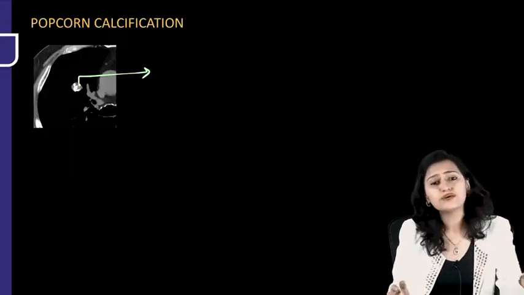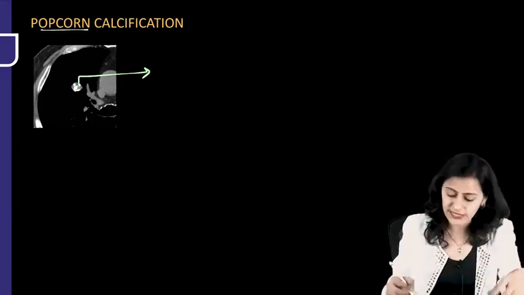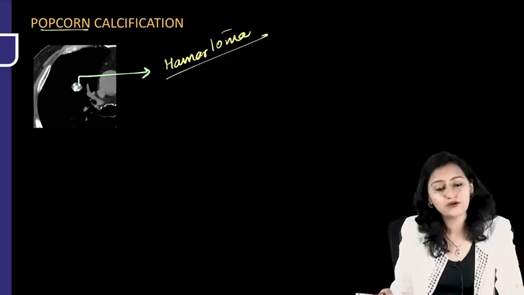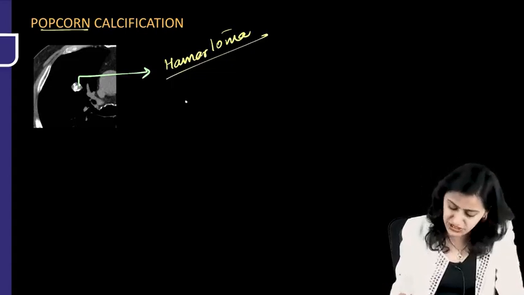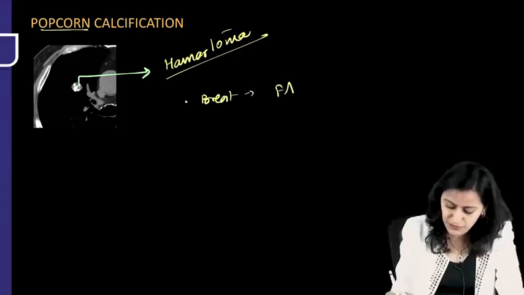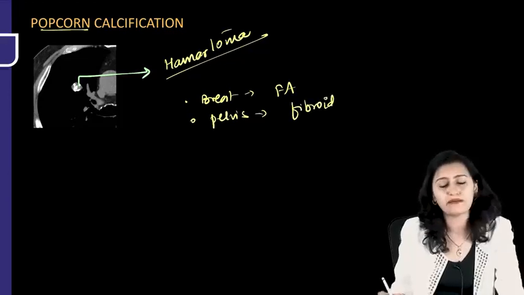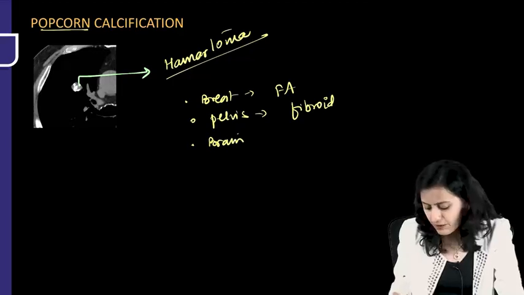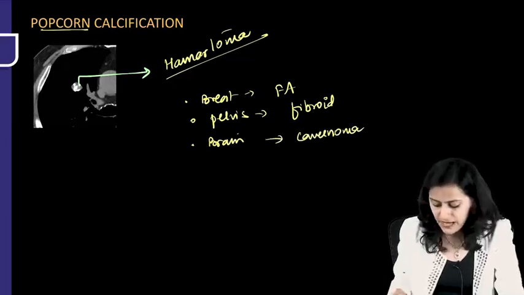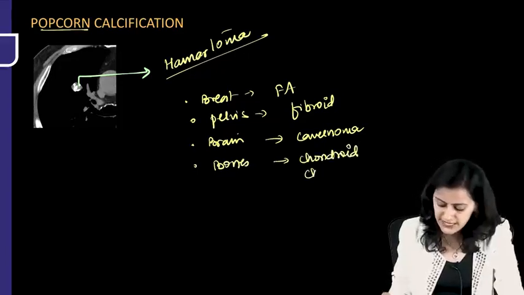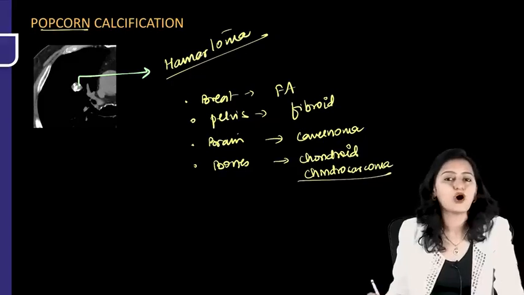Now coming to the next point, where do you see popcorn calcification in the lung? Popcorn. Imagine it is like hamara tumara popcorn, that is hamar tomar, that is hamartoma. Pulmonary hamartoma gives popcorn calcification. In the breast, popcorn calcification is fibroadenoma. In the pelvis, popcorn calcification like fibroadenoma is the uterine fibroid. In MRI brain, popcorn calcification is cavernoma. And in bones, which tumor has popcorn calcification? The chondroid tumors like chondrosarcoma have popcorn calcification.